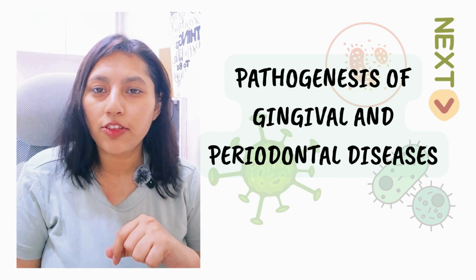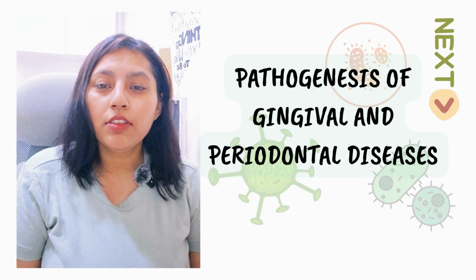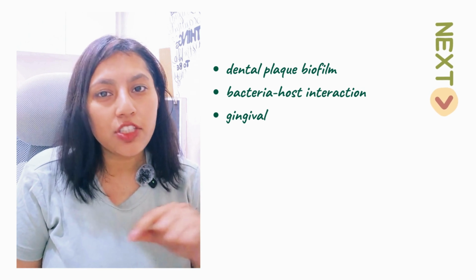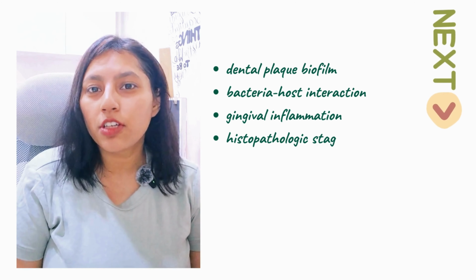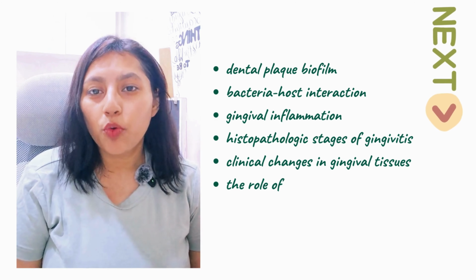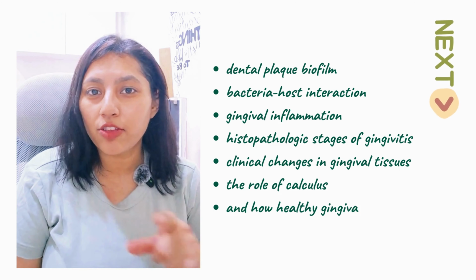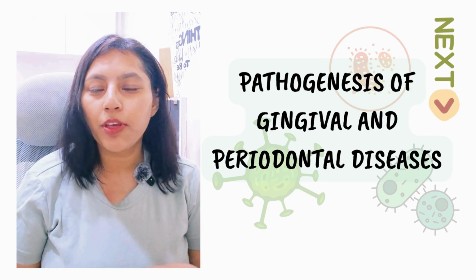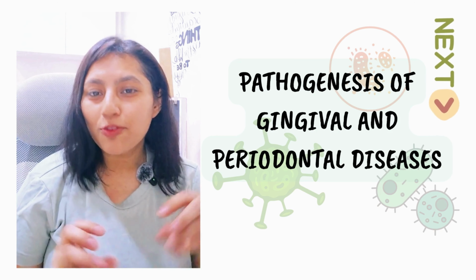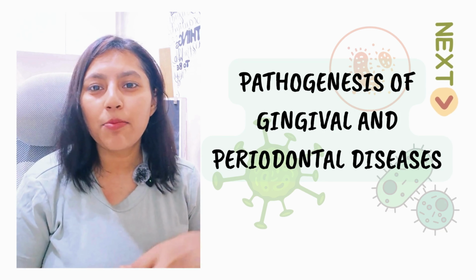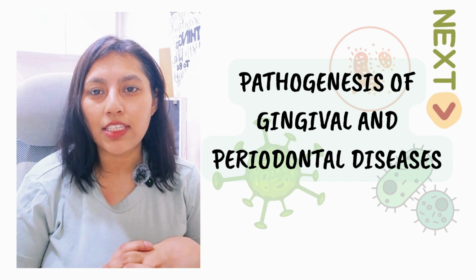In the next series, we are going to understand how periodontal diseases actually begin. We will cover dental plaque biofilm or host microbial interaction, gingival inflammations, histopathological stages of gingivitis, clinical changes in gingival tissues, the role of calculus, and how healthy gingiva gradually transitions towards periodontal disease. And trust me, this is not going to be a simple microbiology lecture, because once you truly understand how periodontal disease develops, everything else in periodontology starts making much more sense.